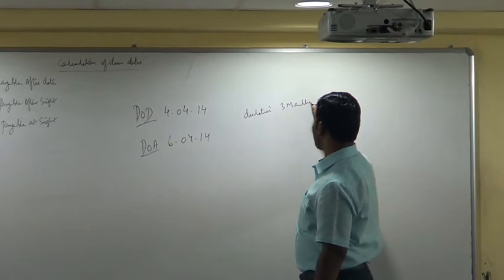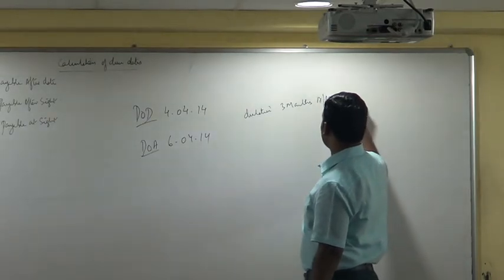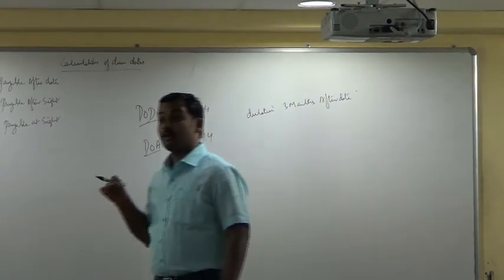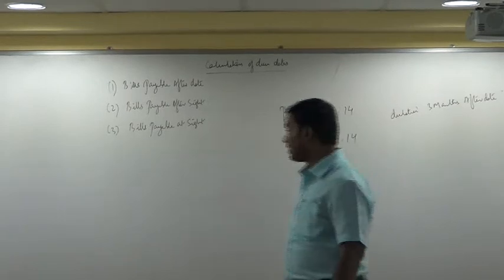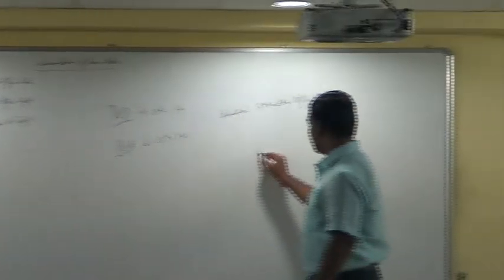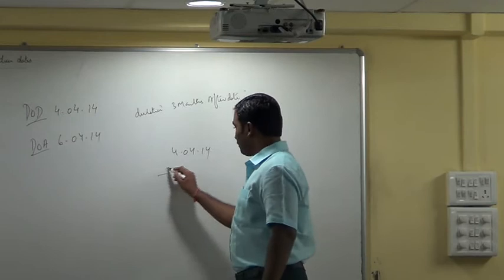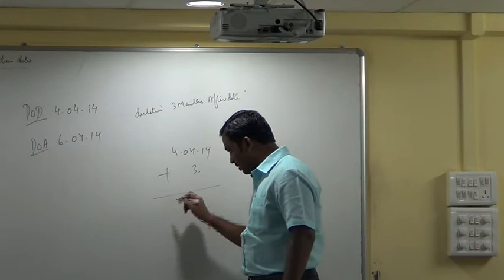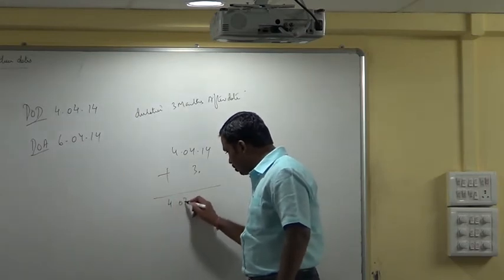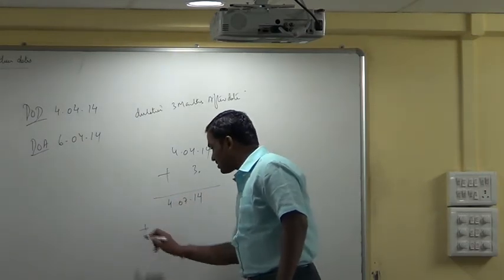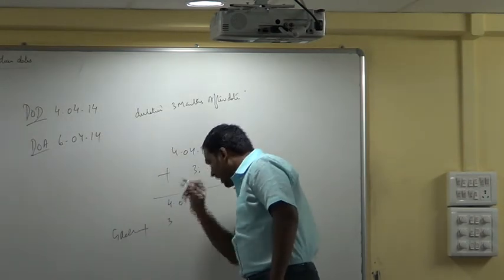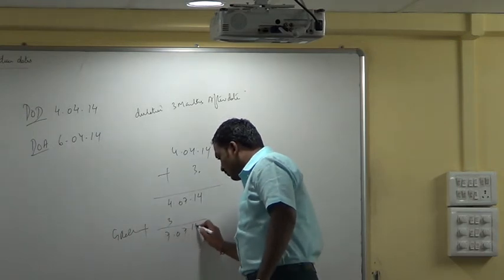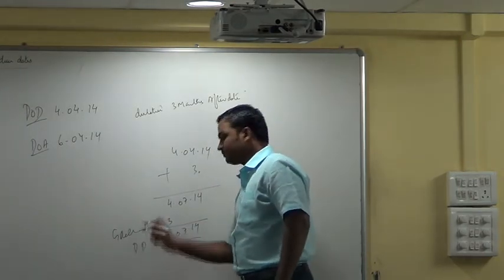Duration: 3 months after date. So will the duration commence from here or from here? It is 3 months after the date, so you start with 4th April 2014 plus 3. I am writing it under months. So the maturity date will be 4th July 2014, plus grace. 3 days I will add here, not 2 months. I will get 7th July 2014 as the due date.